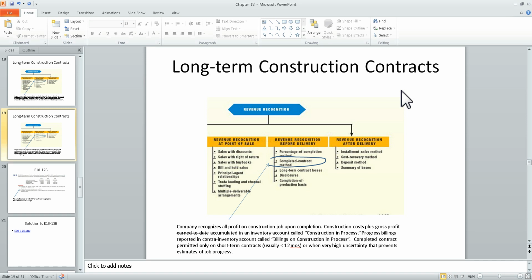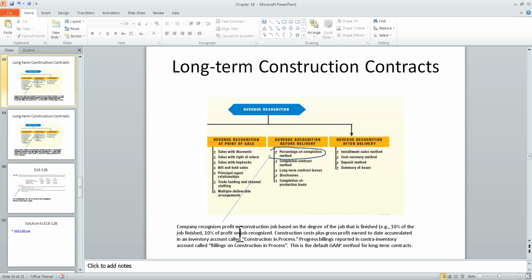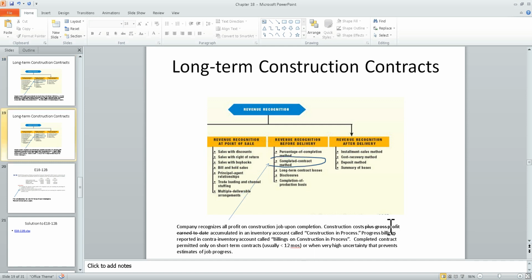And you can see I simply copied here the same little blurb I had on the percentage of completion slide, deleting one component, which is the plus gross profit earned to date. Essentially, the accounting is very similar. As we'll see, it's nearly the same. The only difference is there's no journal entry prepared at the end of the year to pick up gross profit earned on the job. Under the completed contract method, we delay recognizing profit on the job until the job is finished.